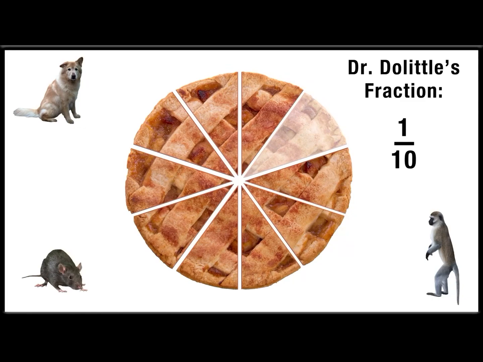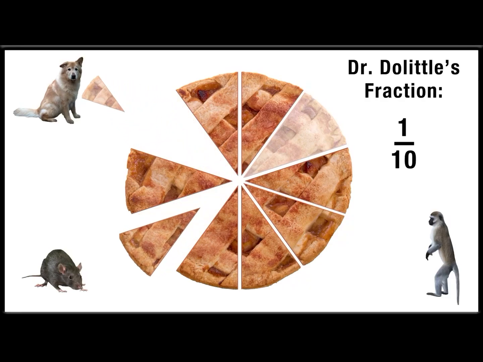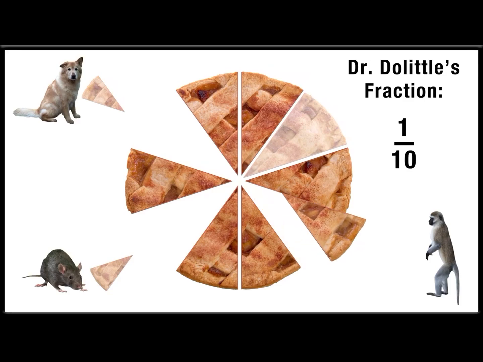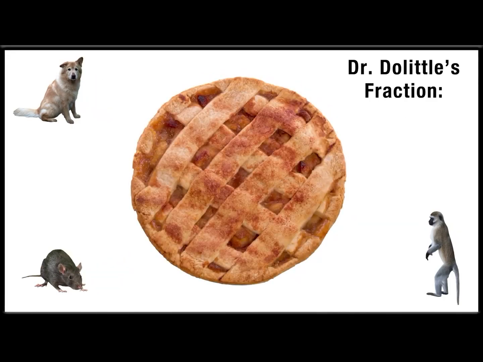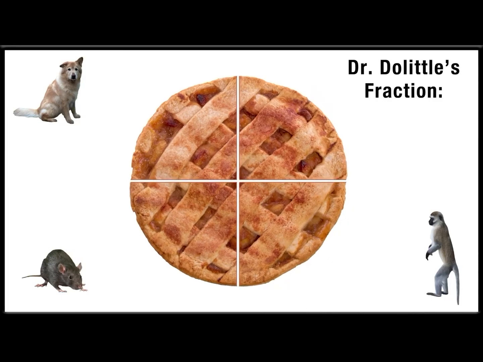But these pieces are so little. If he gives one piece to the dog, one piece to the mouse, and one piece to the monkey, he will have a lot of pie left over. He decides to try cutting a pie one more time. This time, Dr. Dolittle cuts a pie 2 times. There are 4 pieces of pie.